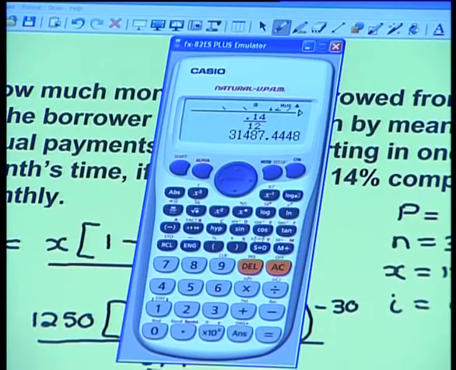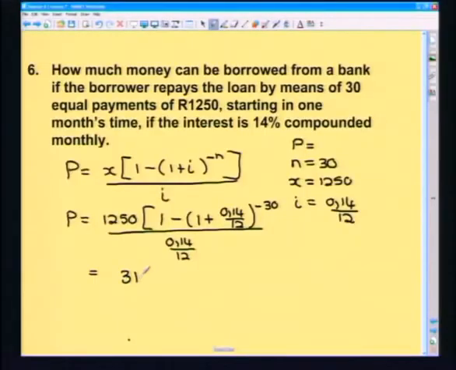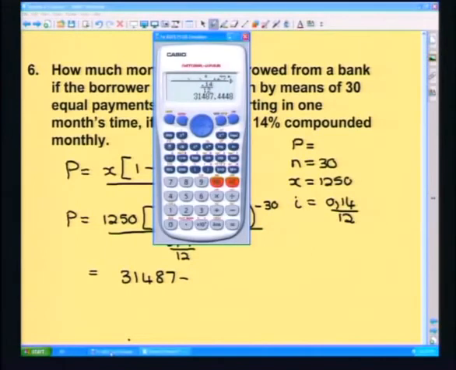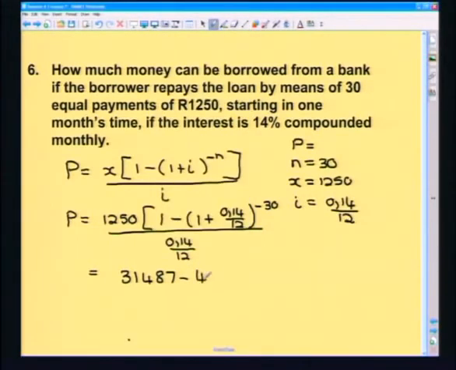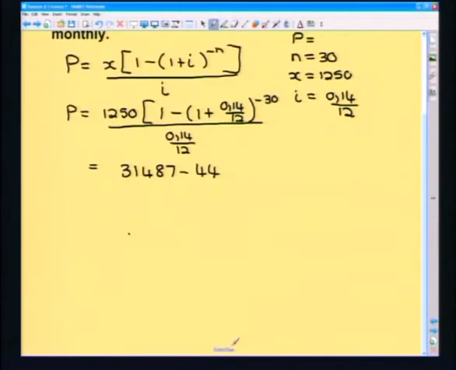So we know he can have a loan of 31,487. And let's get the cents, 44 cents. Okay, so that was relatively straightforward.